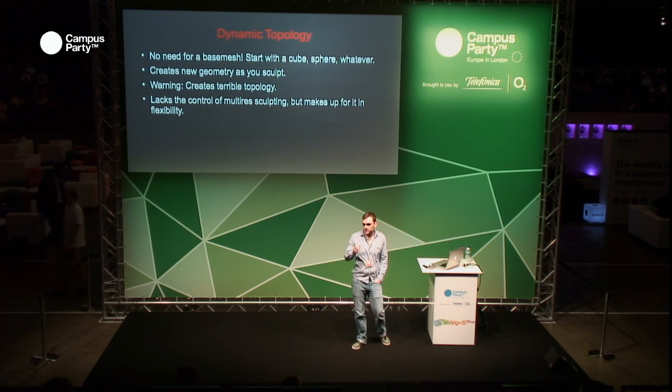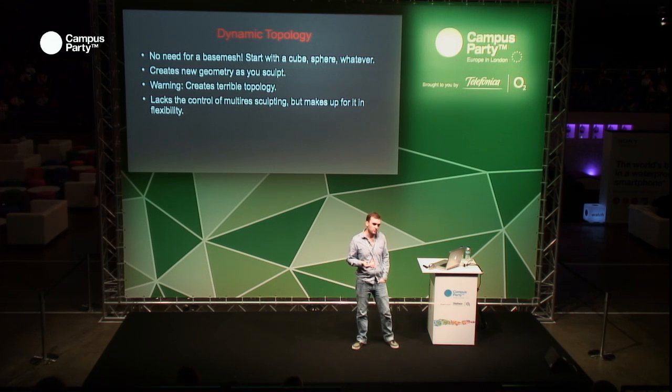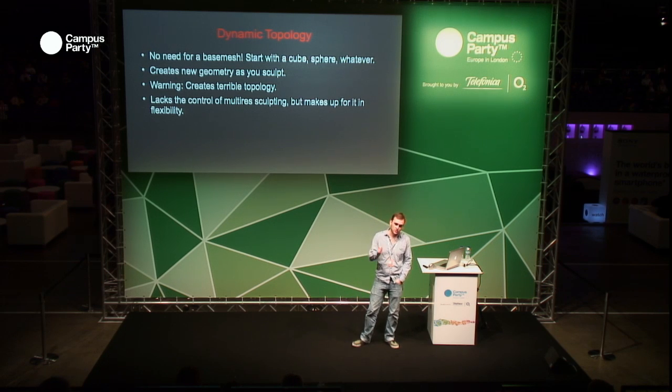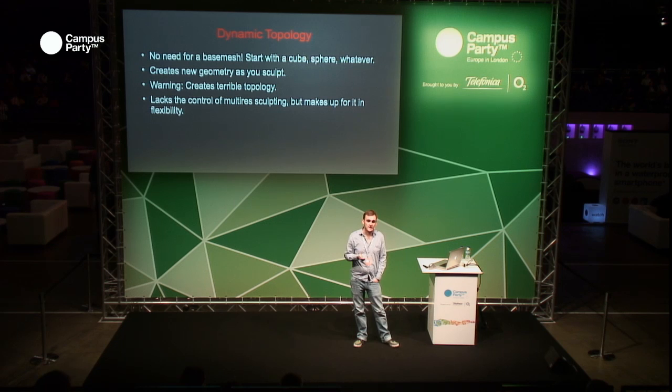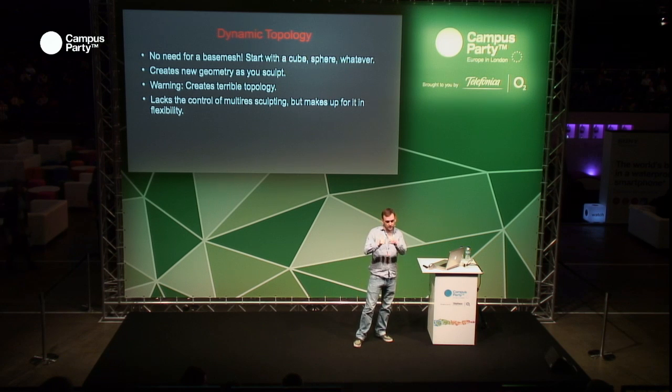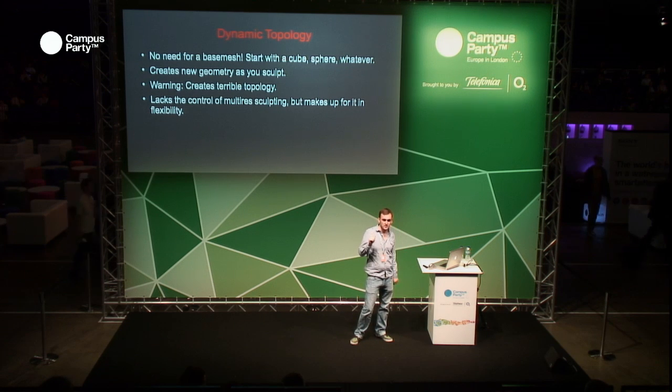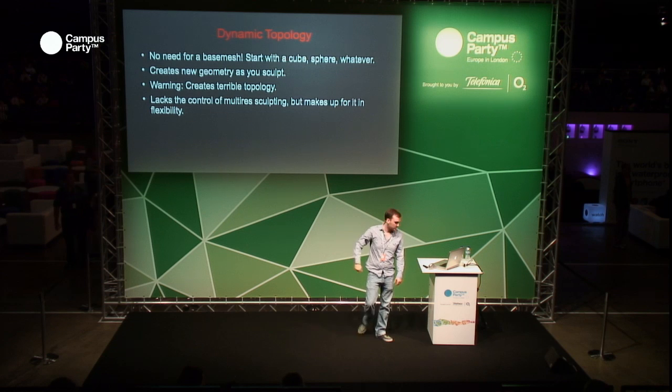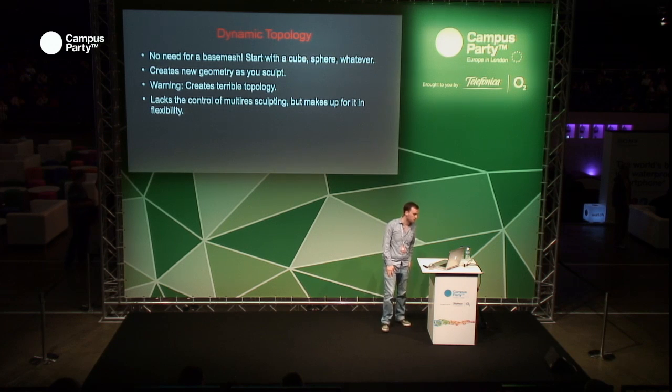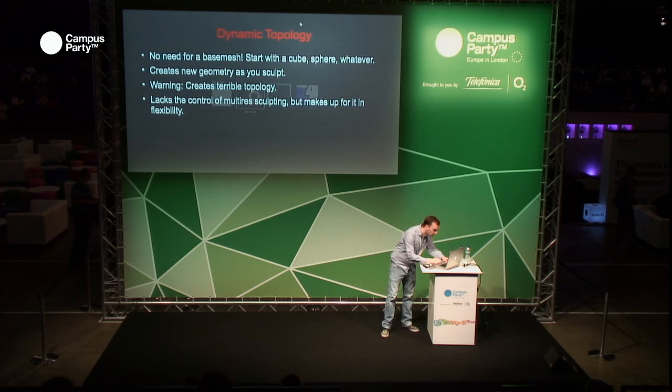So this creates new geometry as you go along. Basically, you start with whatever you want, and as you sculpt, Blender will create new geometry. If you try and add detail, it'll subdivide faces to make them smaller and more dense. If you try and pull something out, it'll generate geometry to accommodate that. So I've got a little demo of that as well.